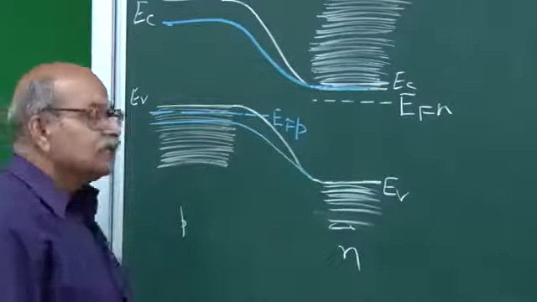Now look at the majority carriers, diffusion of majority carriers. So start from here, N side. The majority carriers are electrons. So you have all those electrons here. These electrons are there.